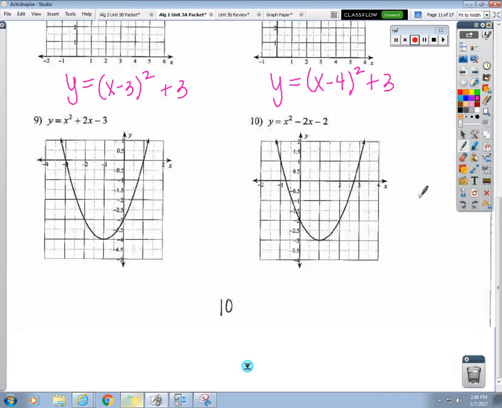Number 9. Anybody new? Okay, Austin. Y equals x plus 1 squared minus 1. Right. And then number 10. Okay, Jalen. Or whoa, Charlie raised his hand. Yeah, that one.